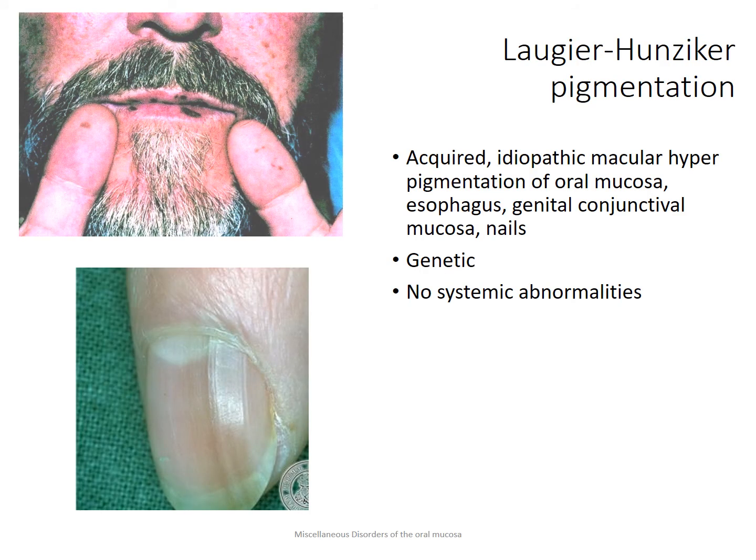Moving on, there is something called idiopathic pigmentation also, which is there in the classification, and under this we have one peculiar disease called Laugier-Hunziker pigmentation. Quite rare, but this is an acquired idiopathic macular hyperpigmentation of oral mucosa, also seen in esophageal, genital, and conjunctival mucosa, as well as nails. It's again having a genetic predisposition with no systemic abnormalities except pigmentation we can see on the patient's lips here, fingers, as well as pigment on the nails.